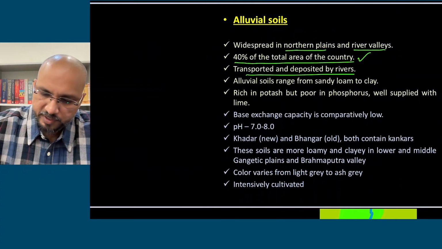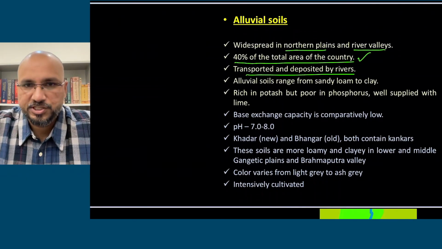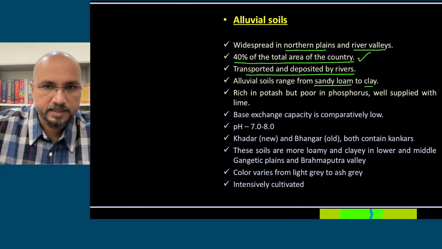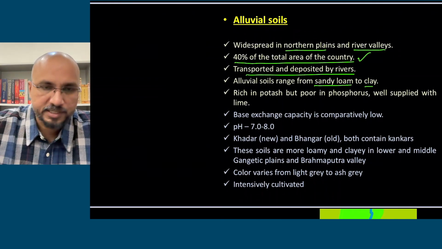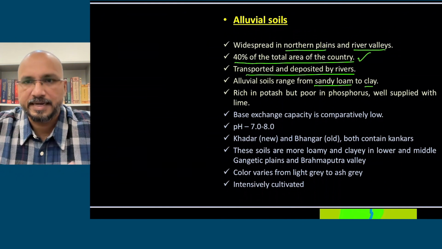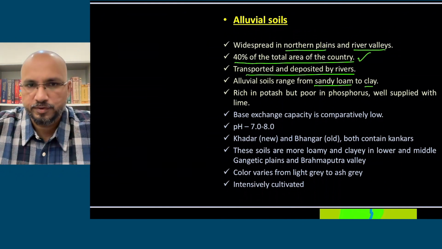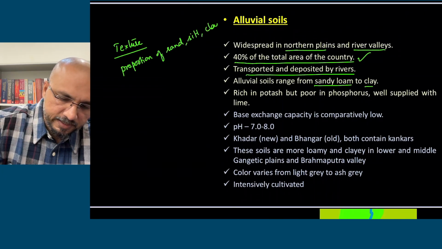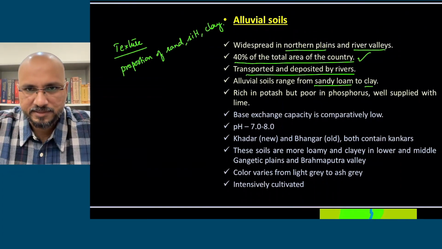You already know this. The texture of alluvial soil ranges from sandy loam to clay. Now, what do you mean by texture? Texture is the proportion of sand, silt, and clay in the soil. What is the ratio of sand, silt, and clay? Texture refers to the proportion of sand, silt, and clay in the soil. These are the primary soil particles.